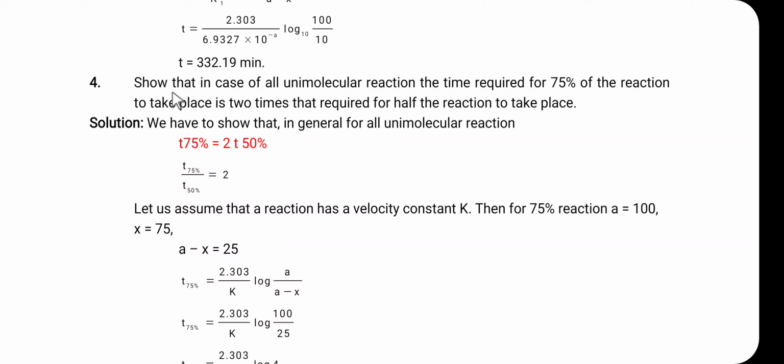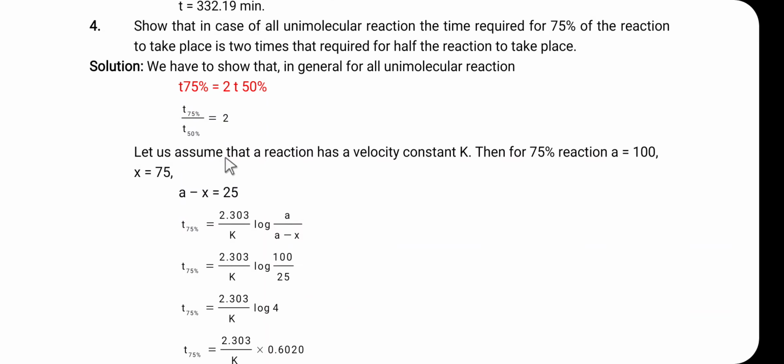Then fourth numerical, show that in case of all unimolecular reactions, the time required for 75% of the reaction to take place is 2 times that required for half the reaction to take place. So, here friends, we have to show that in general for all unimolecular reactions, the time required for the completion of 75% reaction is equal to 2 into the time required for the 50% reaction, that is T 75 divided by T 50 is equal to 2. This ratio must be equal to 2.